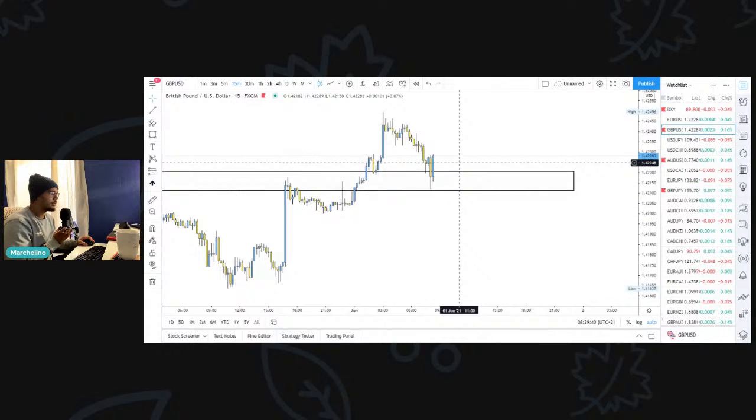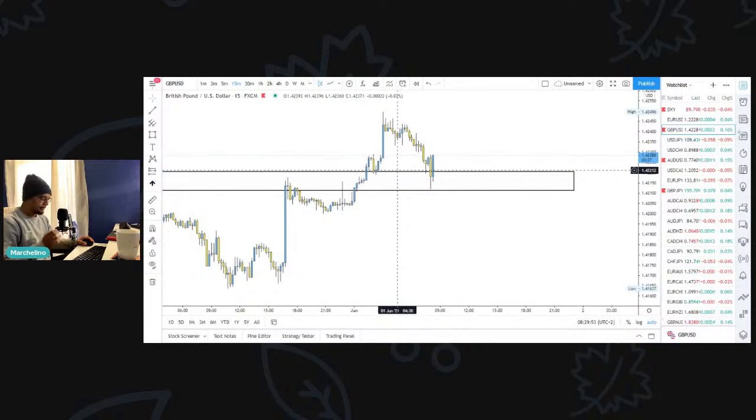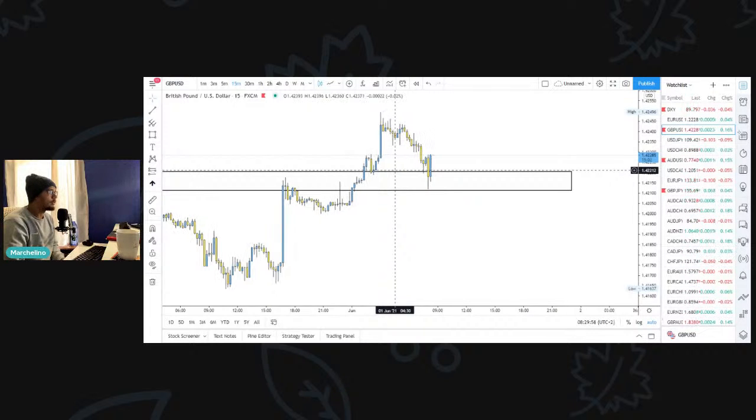So we're going to wait for this to turn bullish, and thereafter we can start looking for trades. I would like this bullish candle to close above and engulf this candlestick, so that we can start to see just some decent bullish pressure in the market.